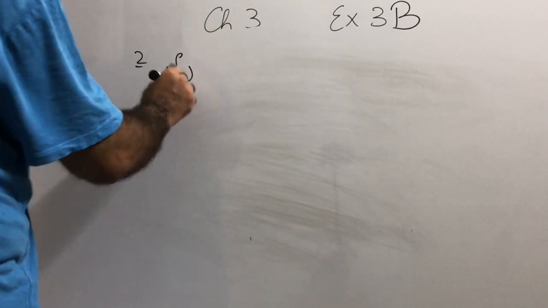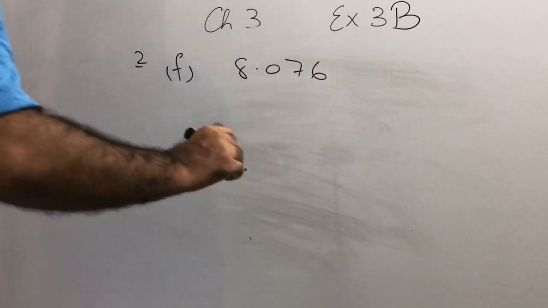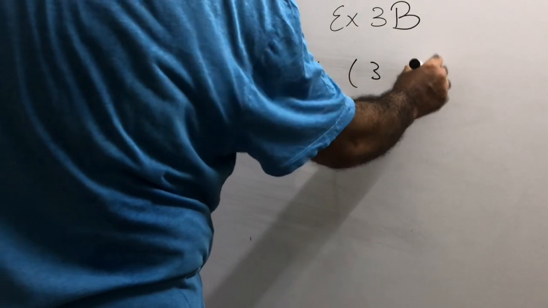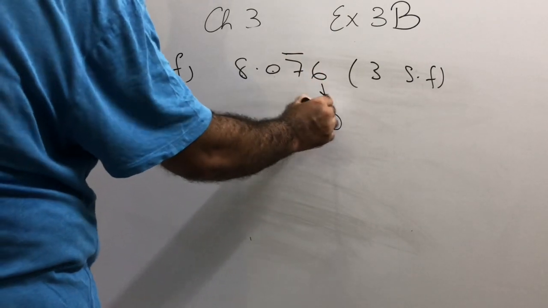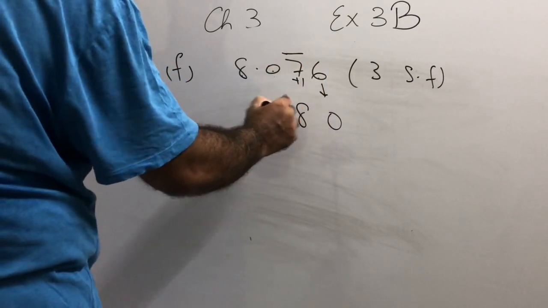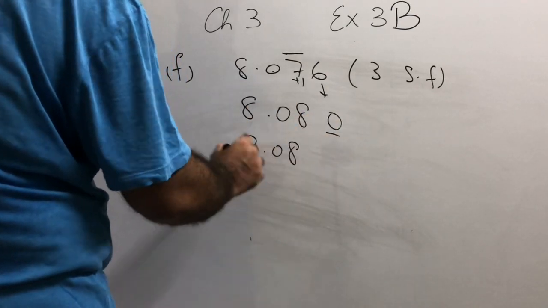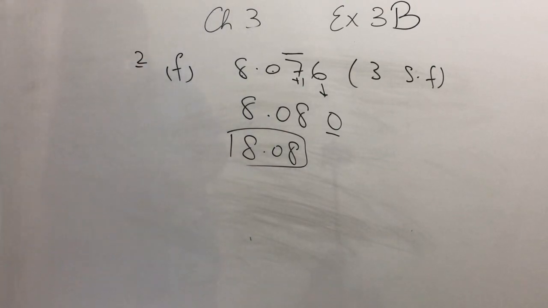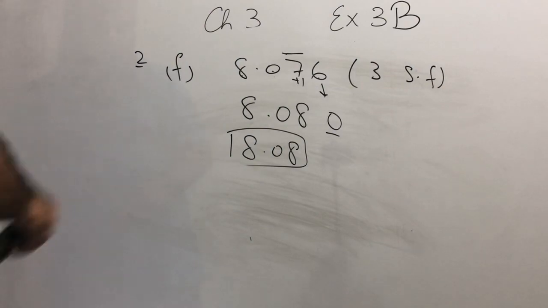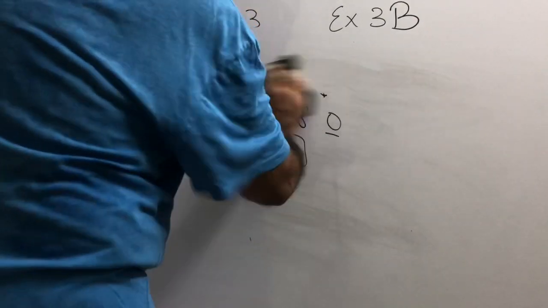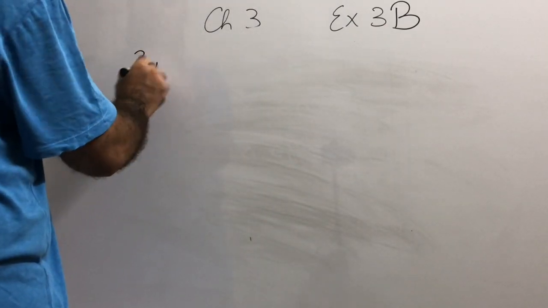Part F says 8.076. We need to round it up to three significant figures. We have 1, 2, 3. It becomes 0. This is greater than 5. We add 1. It becomes 8.08. So we can write it like 8.08. There is no value of this. Okay. So this has three significant figures. Okay. So we are done with complete question number 2. Now we'll be doing question number 3.